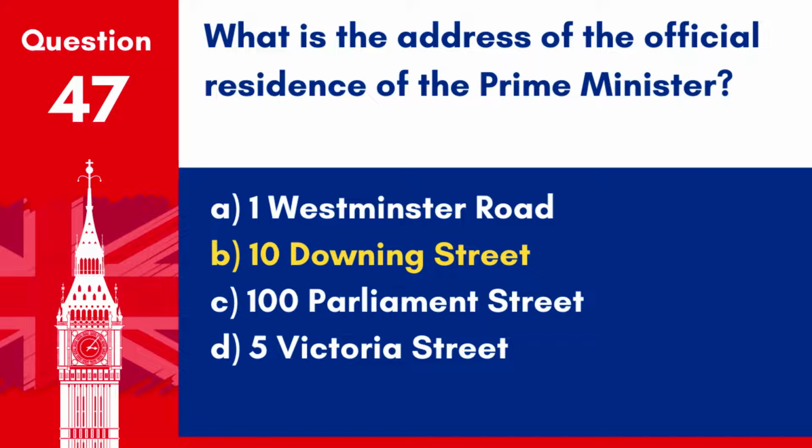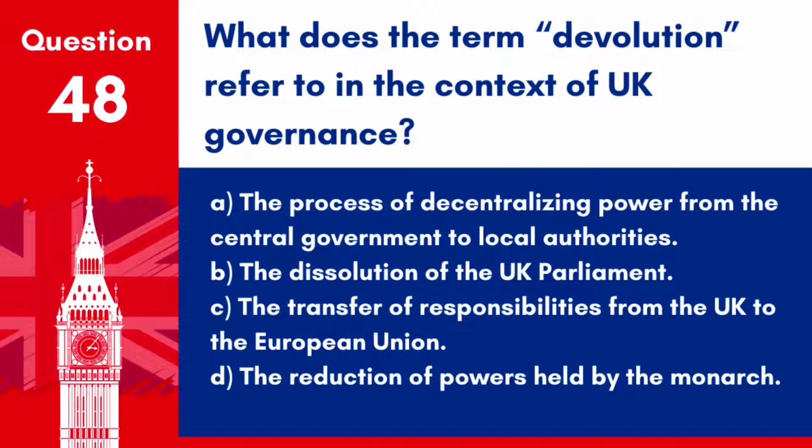Answer: B. 10 Downing Street. The address of the official residence of the Prime Minister of the United Kingdom is 10 Downing Street, London. Question 48. What does the term devolution refer to in the context of UK governance?